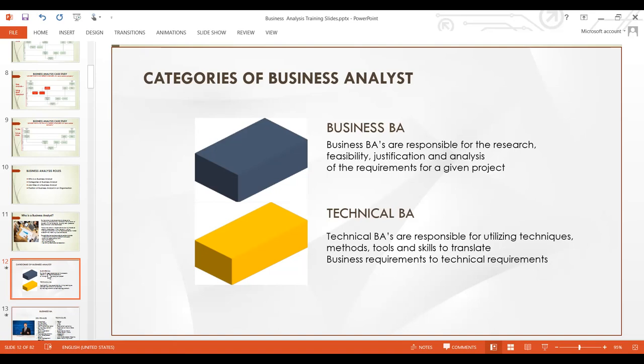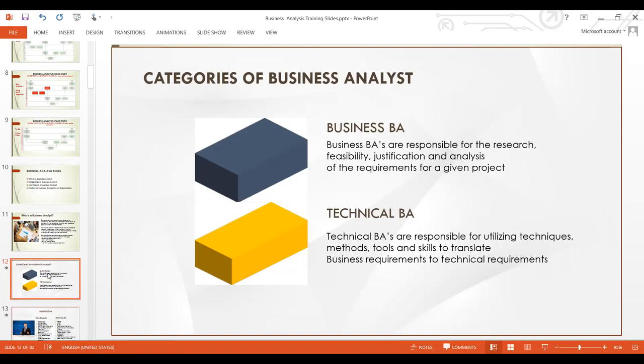Actually, one BA can do all these things, but it's a stage. These are stages. And why do we categorize it this way? If you go to the labor market, you find out that companies specialize some BAs to just be their business BA. That is not their job, doing this research and the feasibility studies and the requirement analysis.